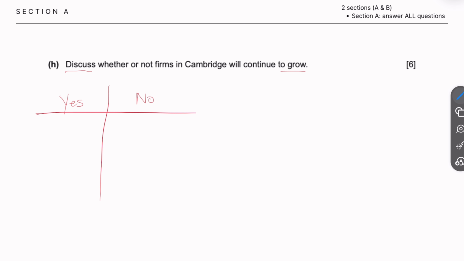So for the yes column, you should be writing down why firms in Cambridge will continue to grow with a point and explain. Point, explain. For the no column, write down why firms in Cambridge will not continue to grow. So now that you have at least 1 point and 1 explanation in each column, choose one column to write an additional point and an additional explanation. So you could choose this for example. Remember to include information from the case study as it will make your answering process so much easier.